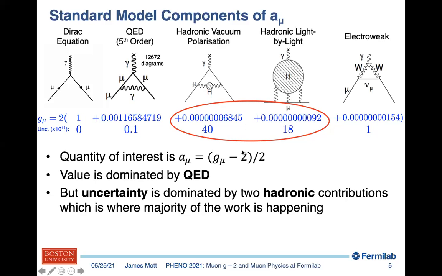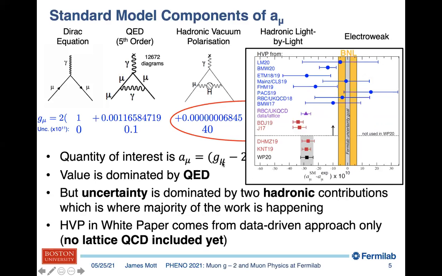I'm now going to punt most of this theory stuff into Hartmut's talk, but I will just mention one thing to say that it's not 100% settled at the moment. There are some open questions here. In particular, the value that I'm using today from the theory white paper just comes from the data-driven approaches to calculating hadronic vacuum polarization.